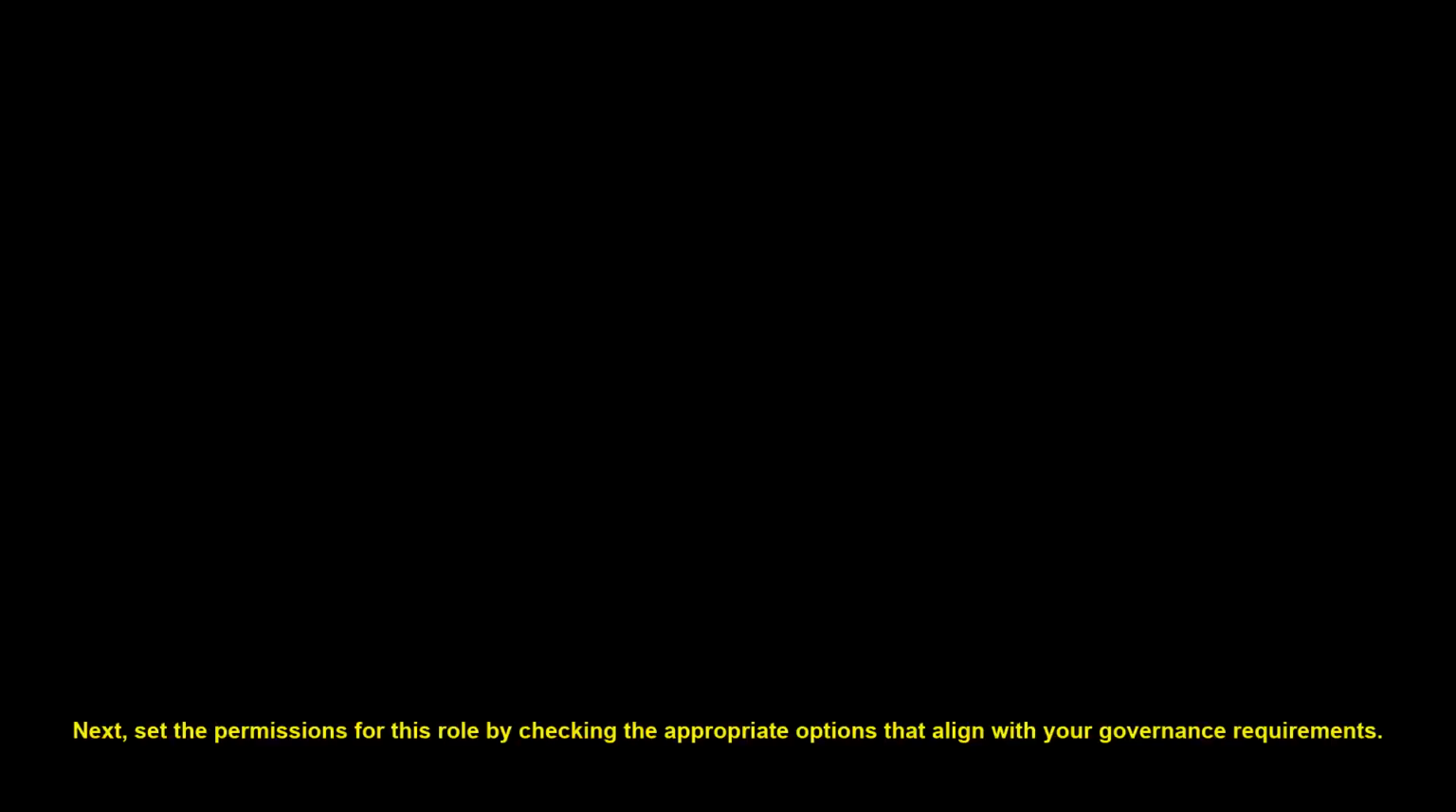To create a new role, click the Add Role button. Enter a name for the new role that reflects its purpose. Next, set the permissions for this role by checking the appropriate options that align with your governance requirements. Once you have configured the permissions, click Save to create the new role.